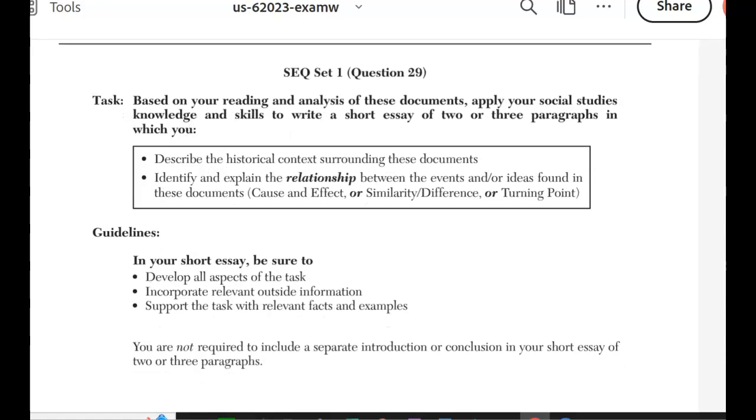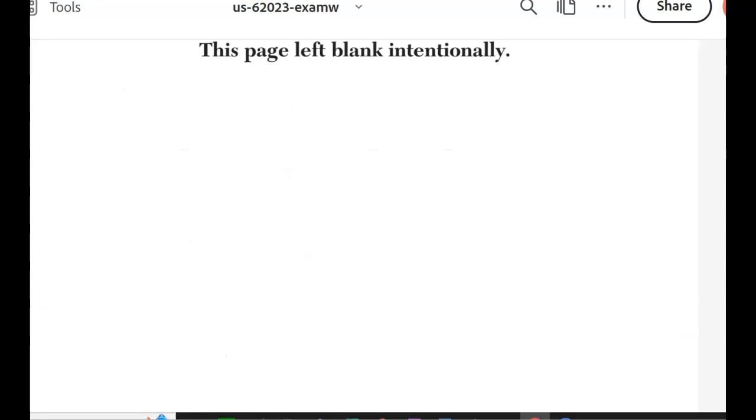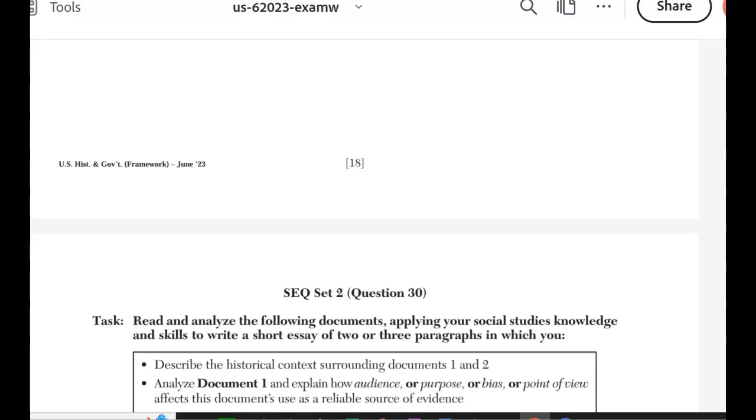So, based on this, again, you want to go back and make sure you've described the context, you've identified and named the relation, and then explained why that's the relationship. Okay, let's take a look at the second set. The second set will be similar and yet different.